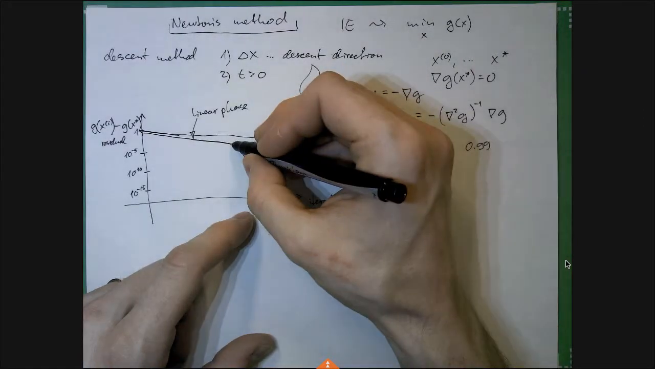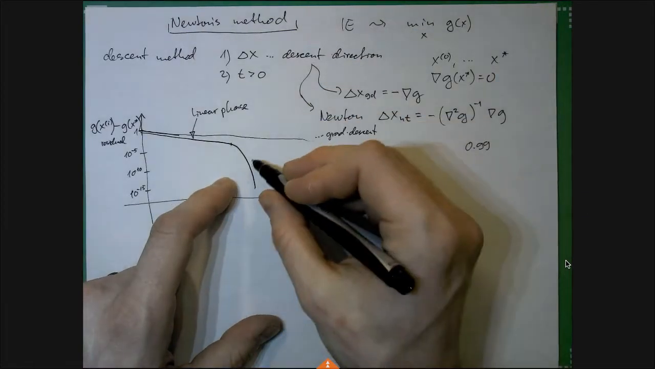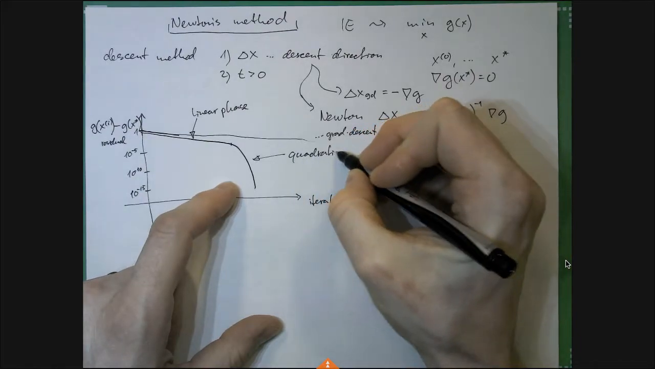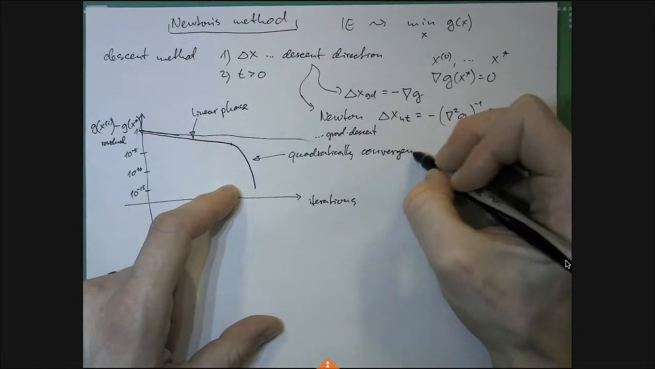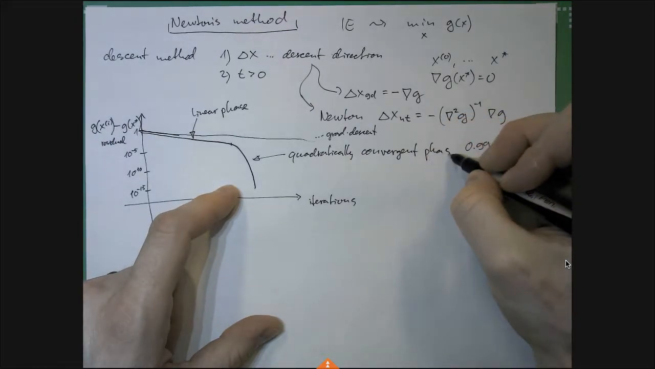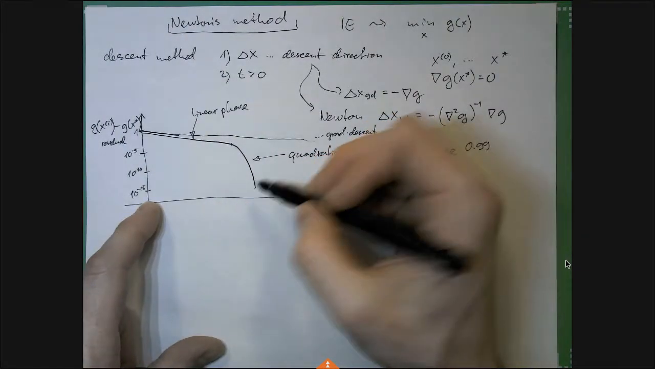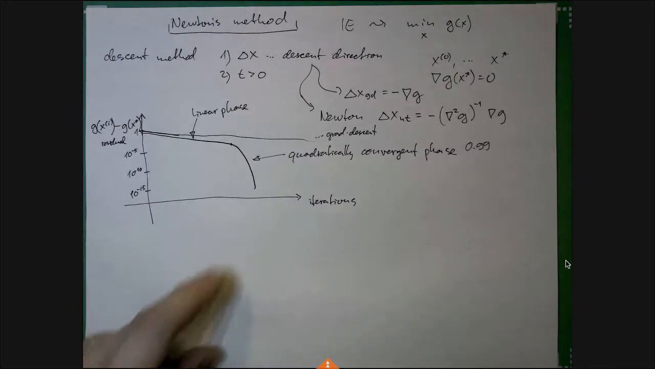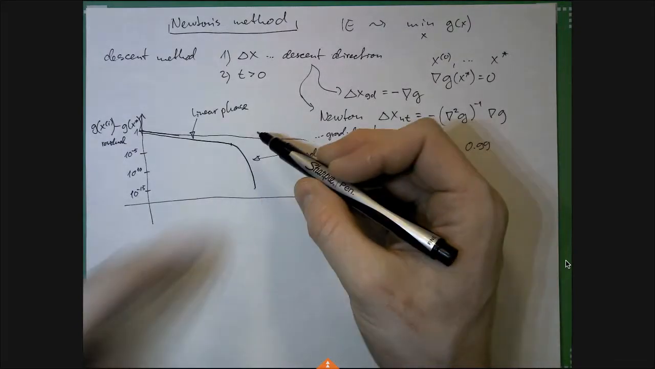And at some point, an interesting thing happens. At some point, Newton enters what's called a quadratically convergent phase. We write it here. Quadratically convergent phase. And once it gets there, then it computes the solution up to machine precision almost immediately, in like 5-6 iterations, because at this point the error reduction is quadratic.